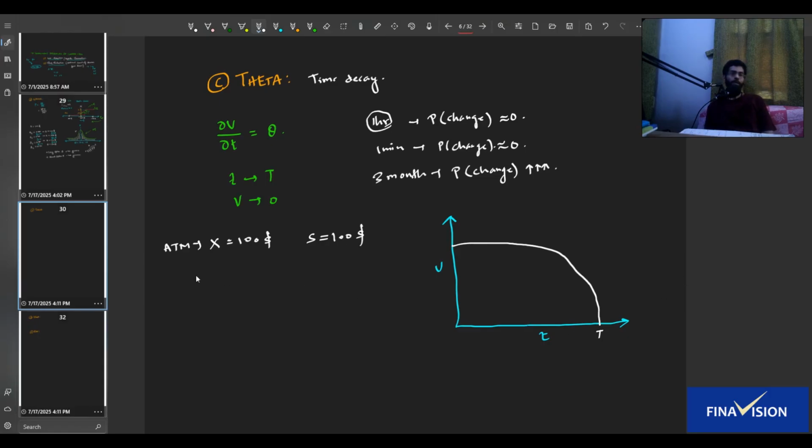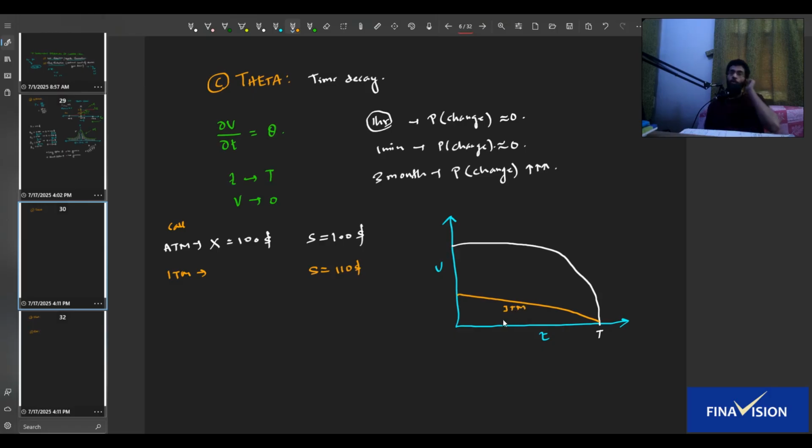Now what if the option is in the money? In the money means, let's say it's a call option, and right now the stock price is $110. This will have a lesser slope. It will look something like this. So this is the in the money option situation.